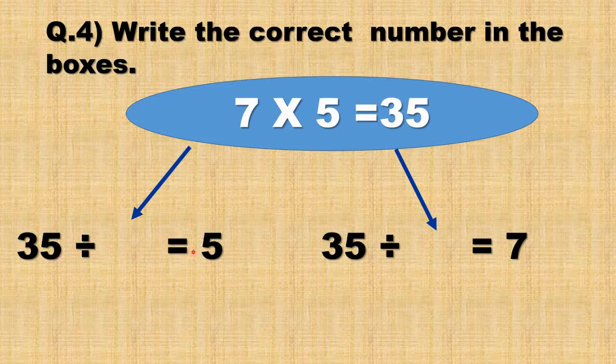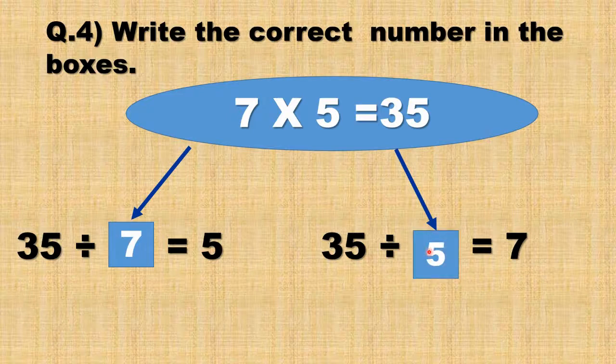So students, tell me in the box which number will come? Yes, 7. So students, we will take 7 and we divide 35 by 7. So we will get 5. So here 35 divided by 7 is equal to 5. And then we will divide with the second fact. That is, in the box, which number will come? Yes, 5. So 35 by 5. So we get 7. So here 35 divided by 5 is equal to 7.